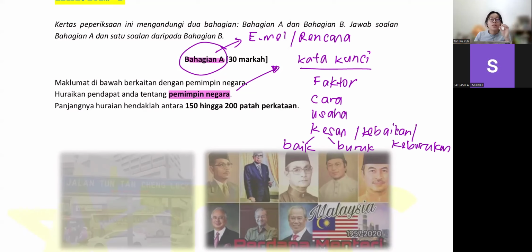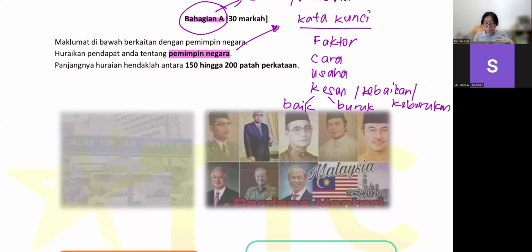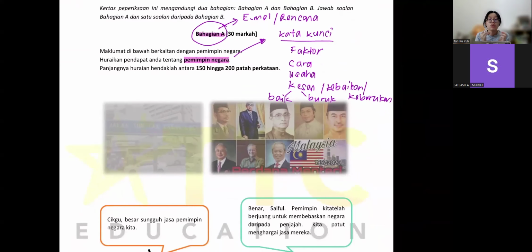You need to be alert to this, because in Bahagian A they normally don't give you a keyword. They purposely give you a dialogue below. Cikgu, sungguh besar jasa pemimpin negara kita. It's like our country leaders' contributions are a lot. And then they reply, benar Saiful, pemimpin kita telah berjuang untuk membebaskan negara. They fought to free our country from colonies. Kita patut menghargai jasa mereka.